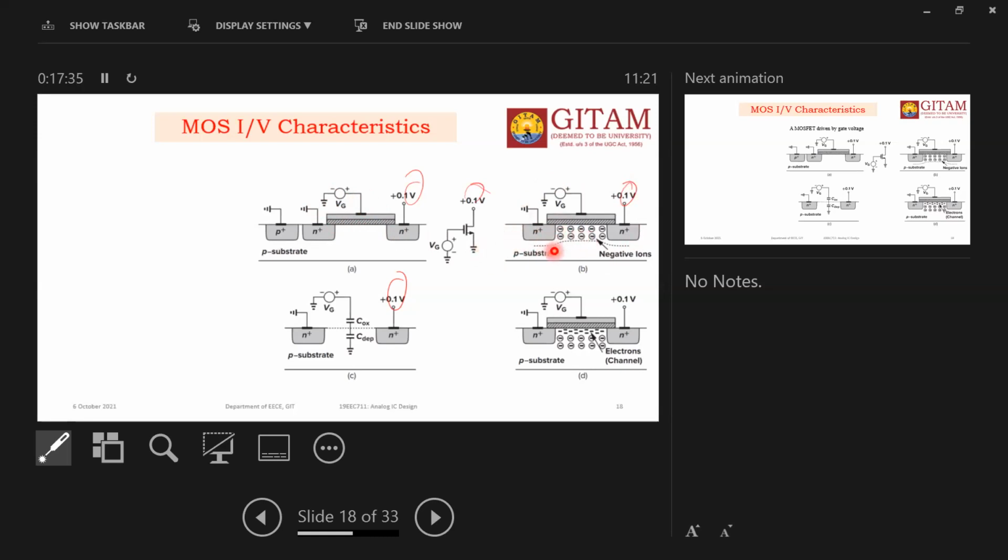Generally, this is the P-type substrate. The P-type substrate has what? Negative ions paired with the holes, which are positive charges, simply positive carriers. Since it is positive, near the interface of silicon dioxide and silicon, this is the silicon dioxide and this is silicon, this is the interface.